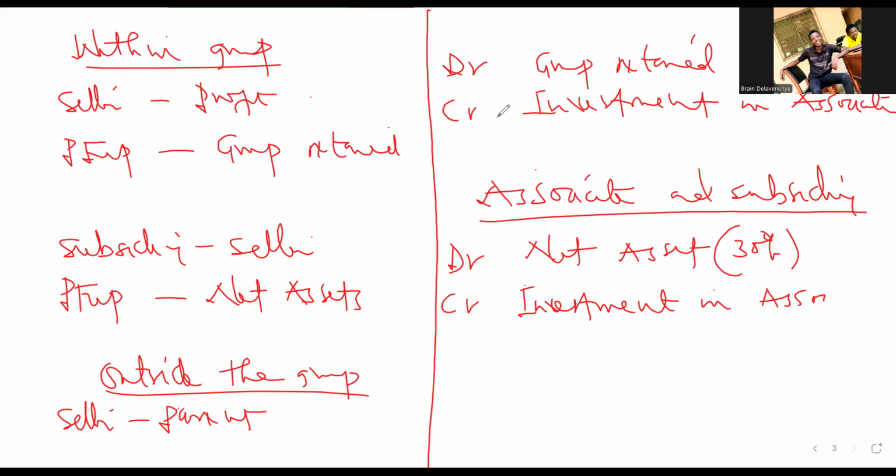So the situation where they will be sharing it is between the associate and the parent, or the associate and the subsidiary. But if it is between the subsidiary and the parent, the seller is the one that is going to bear all the provision for unrealized profits.